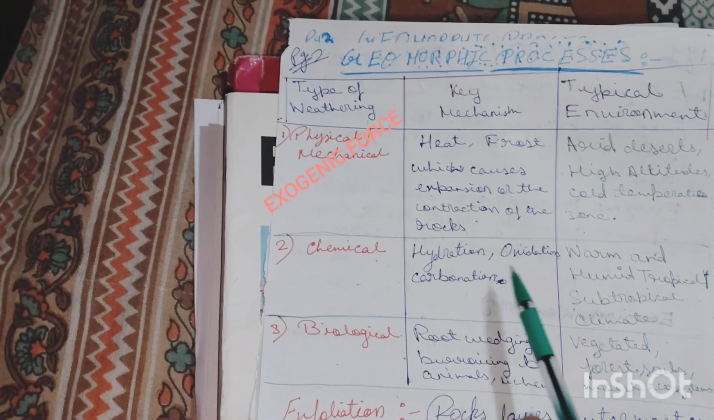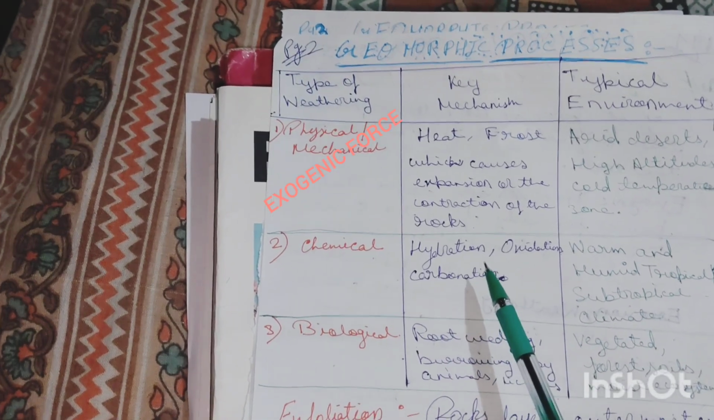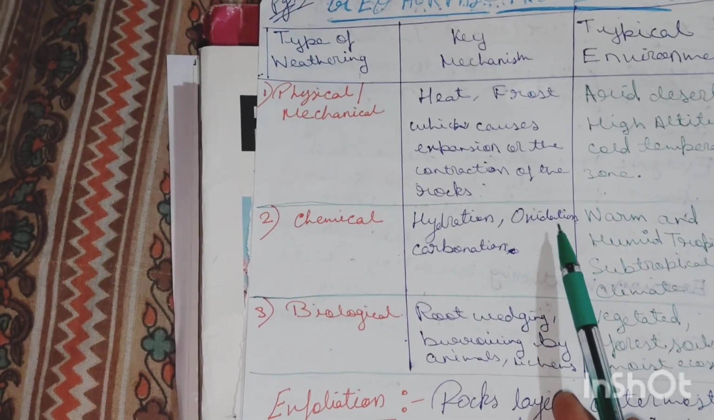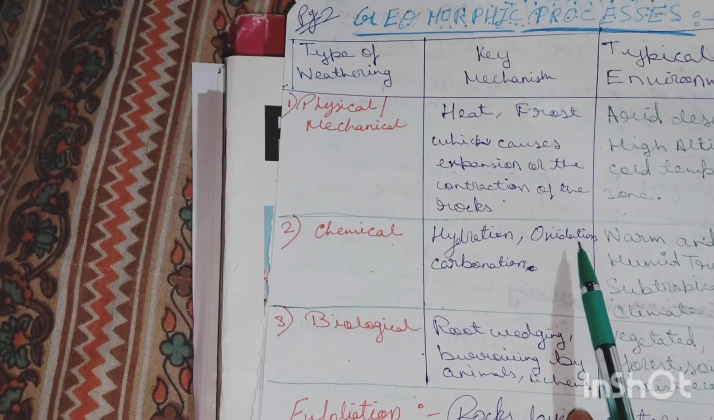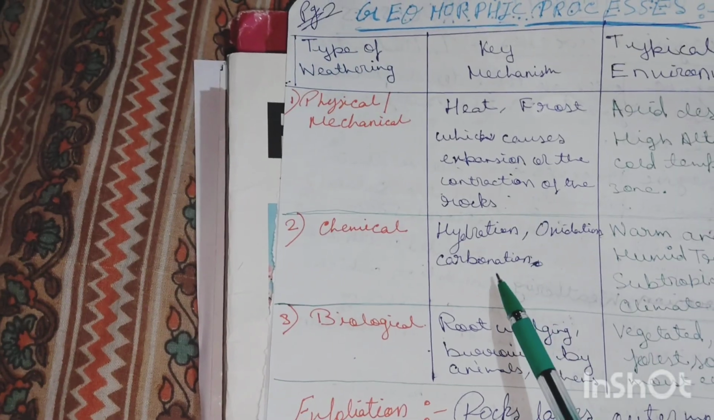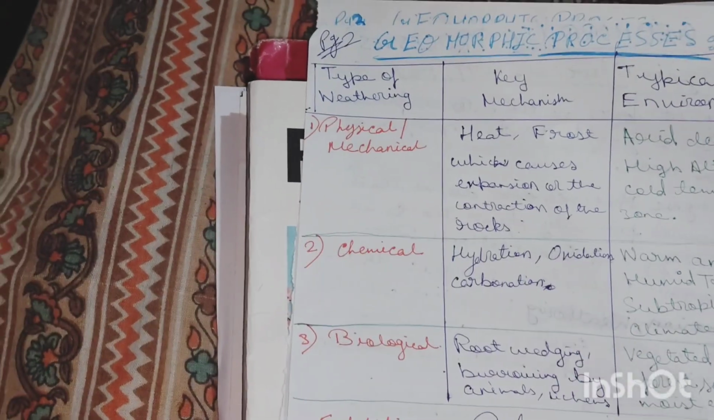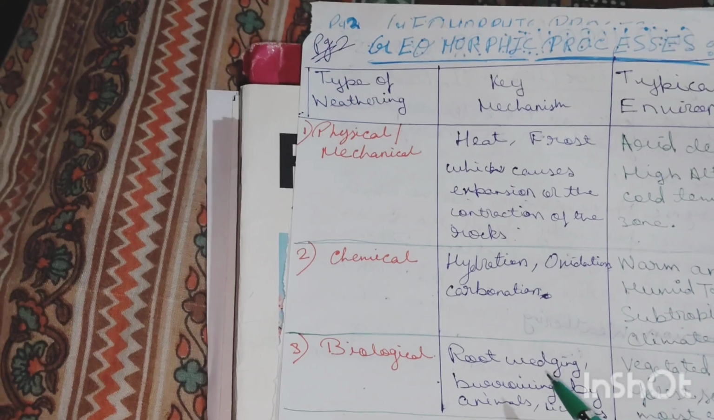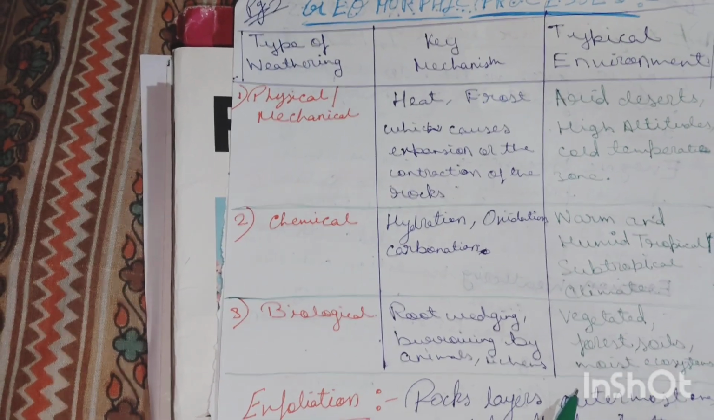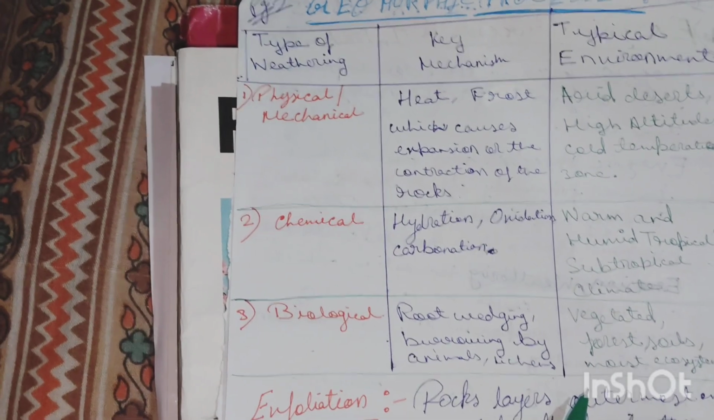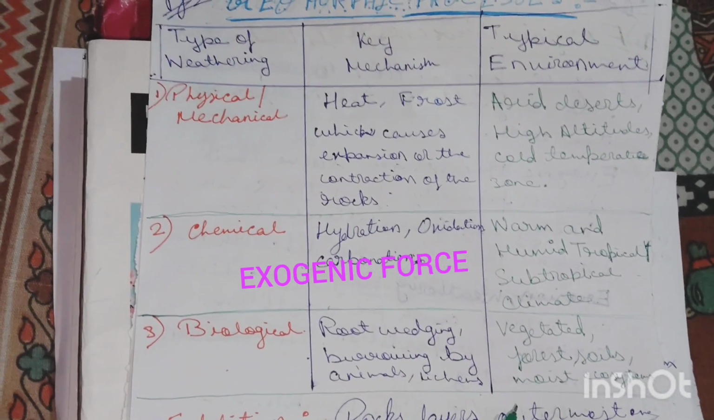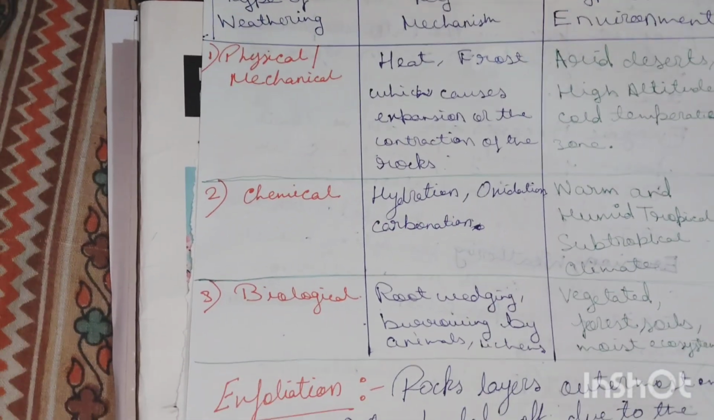Chemical weathering is like hydration, oxidation, carbonation. Hydration is when minerals absorb water and their volume increases. Oxidation is when the air reacts with oxygen and rust gets formed. Carbonation is when the carbonic acids get washed away by the rainwater. For example, limestone gets washed away easily by the rainwater. That is an example of carbonation, and it's mainly seen in subtropical areas.